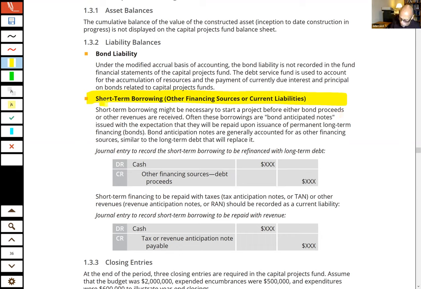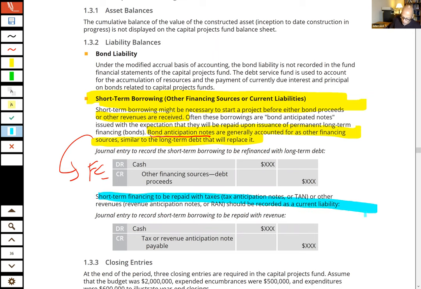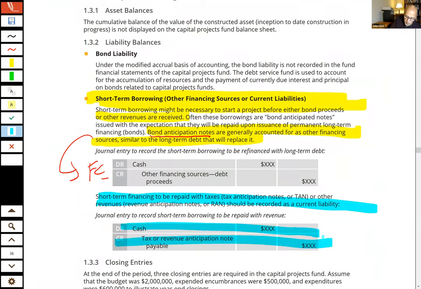But if you have short-term borrowing, it might be necessary to start the project either before bond proceeds or other revenue are received. If it's a bond anticipation note, in other words, we're thinking we're going to get the money through the bond pretty soon, and we take that money in as a short-term loan, we would credit other financing sources. If it's just short-term financing, because it's some sort of revenue anticipation note, then we can credit our short-term liability, tax or revenue anticipation note payable, okay?